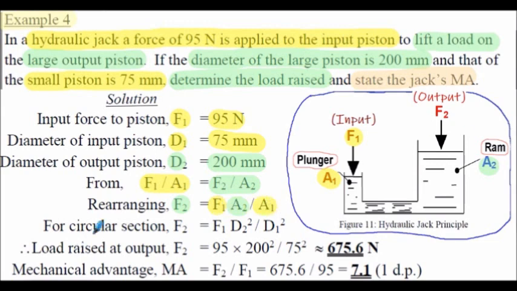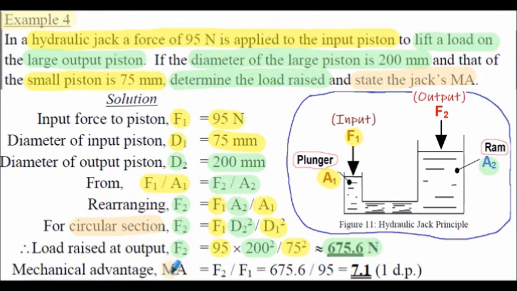Now we know in the question we have circular sections at the inlet and outlet, so we can now relate force F2 in terms of diameters. So instead of the generic formula above, relating F2 to the areas of the outlet and inlet, we now can relate F2 to the diameters. So F2 is equal to F1 multiplied by diameter D2 squared, that's divided by diameter D1 squared. So to calculate the load raised at the output F2, simply insert the values, and evaluating F2 is approximately 675.6 newtons.